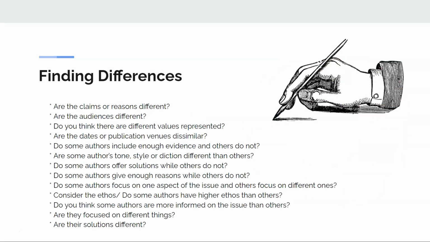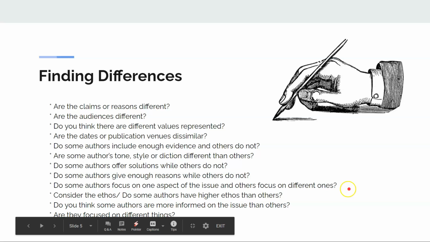Now, in terms of differences, what you want to be looking at or considering is, are the claims or reasons different? Are the audiences different? Do you think there are different values being represented? Do similar authors include enough evidence and do others not? Are some authors' tones, style, or word usage different than others? Do some authors offer solutions while others do not? Do some authors give enough reasons while others do not? Do some authors focus on one aspect of the issues and others focus on different ones?